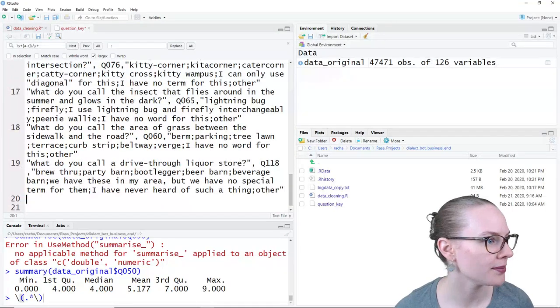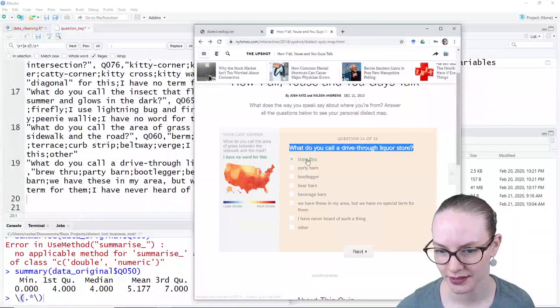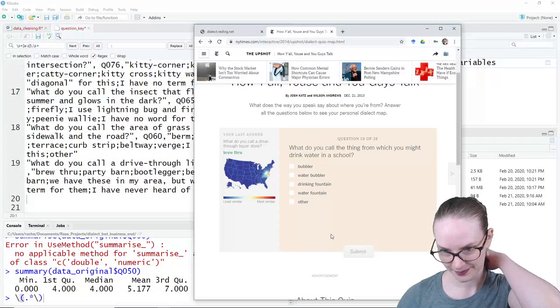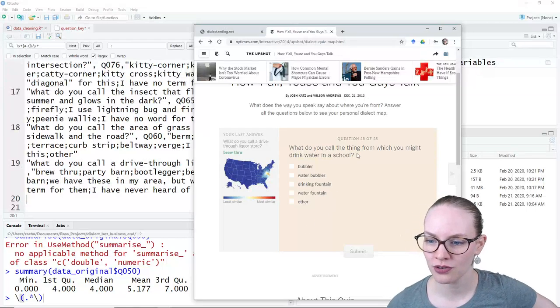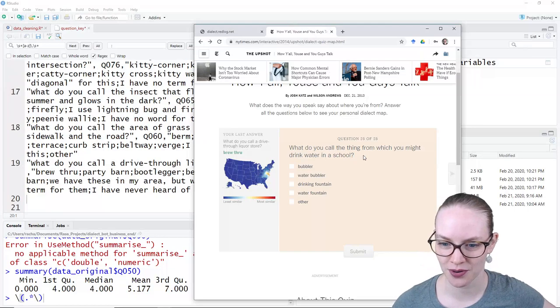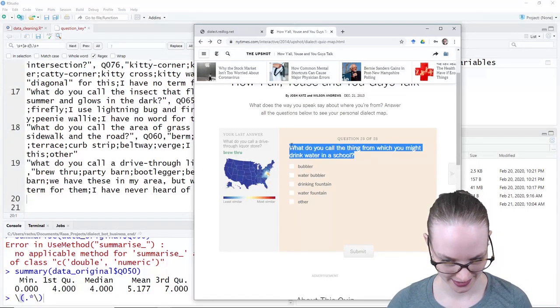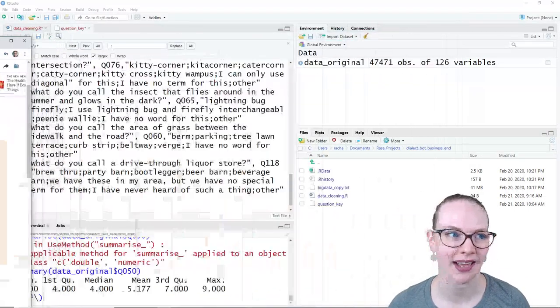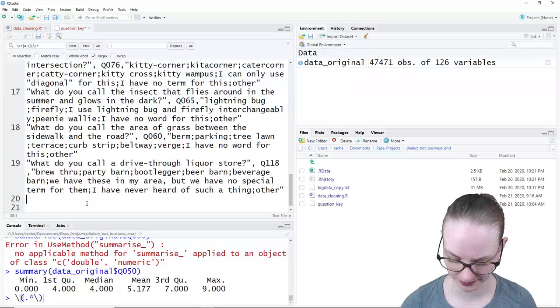And I believe this is going to be our last question. What do you call the thing that you might drink water from at a school? That's a water fountain. I know bubbler is like a northeast thing, I think.